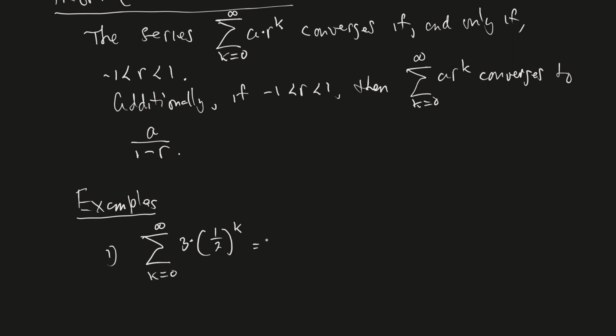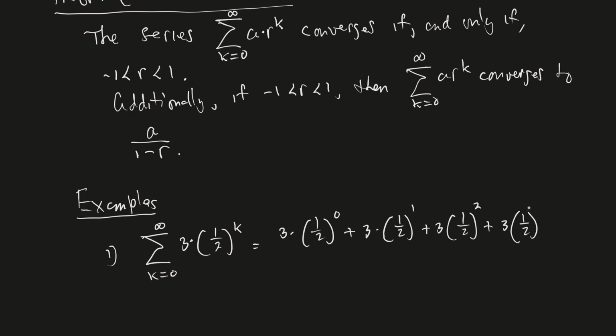So when k is equal to 0, we will have 3 times 1/2 to the 0 plus 3 times 1/2 to the first power. That's when k is equal to 1, our next integer. When k is equal to 2, we'll have that. And then I'll just write one more. When k is equal to 3, we will have that term, and then dot dot dot. I'm putting that there because this is the full series. So if we simplify this, this is what we have.